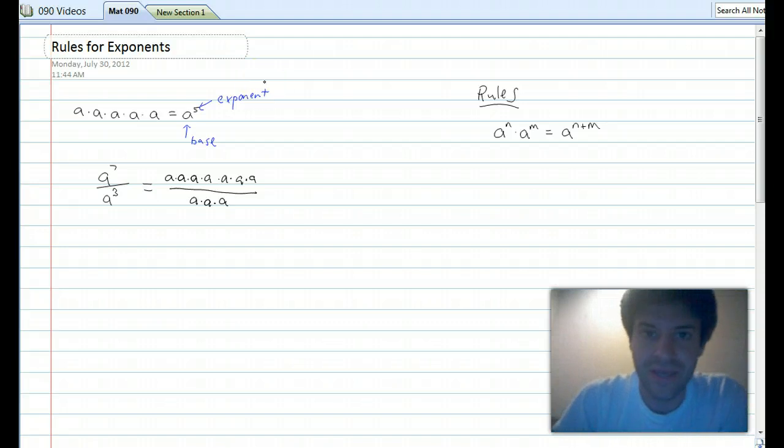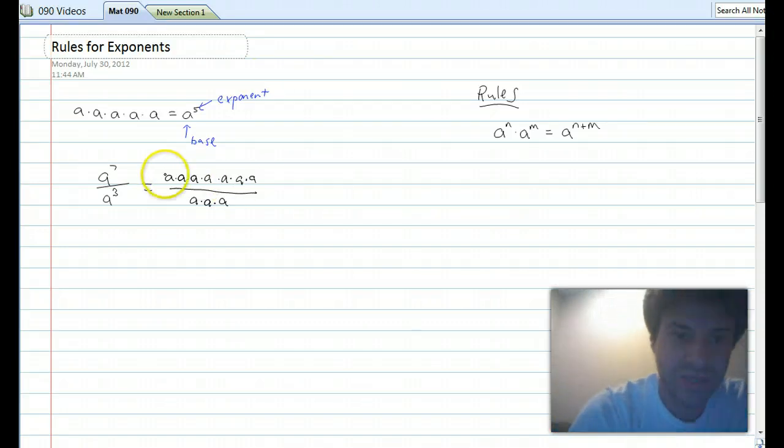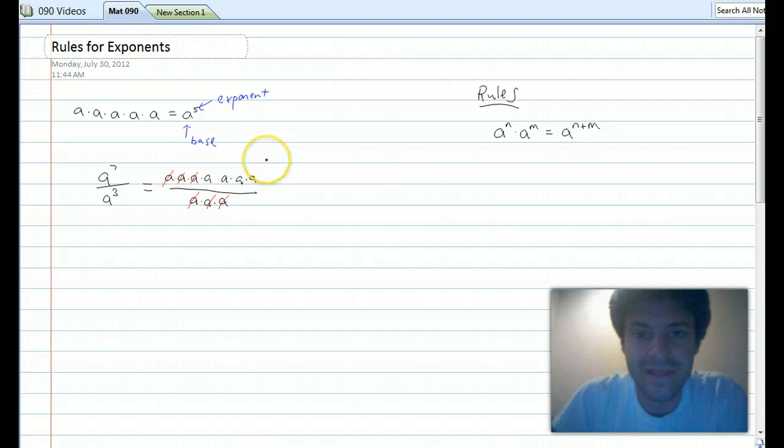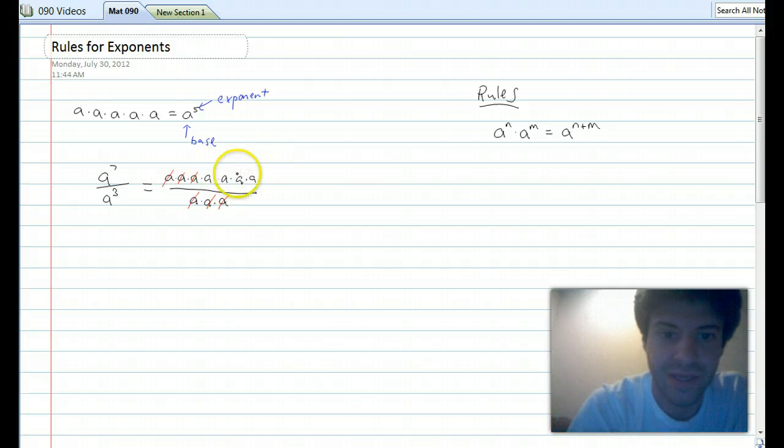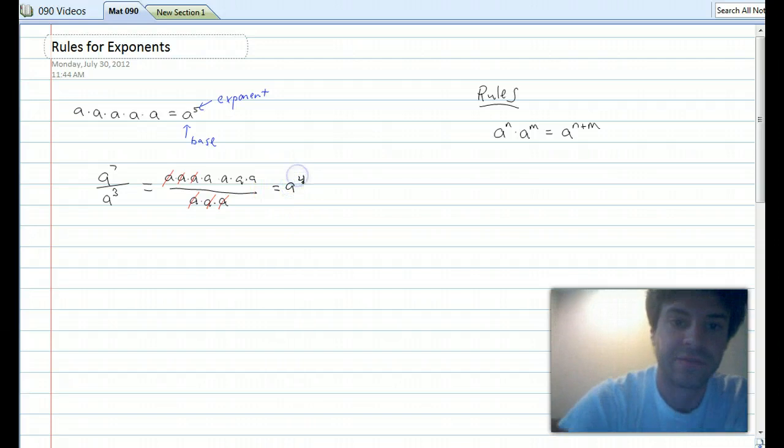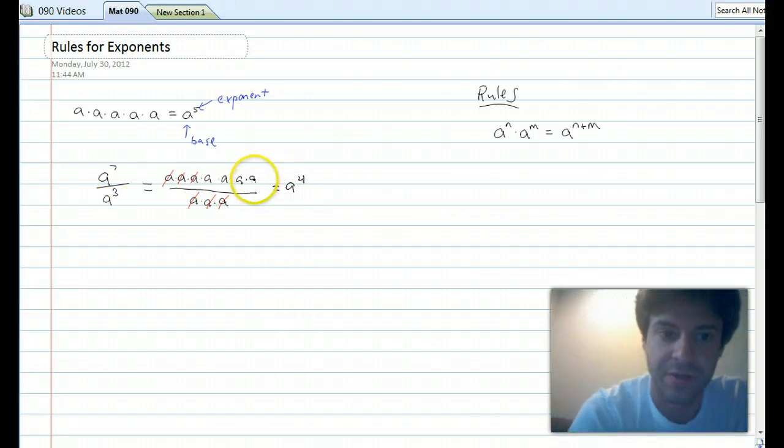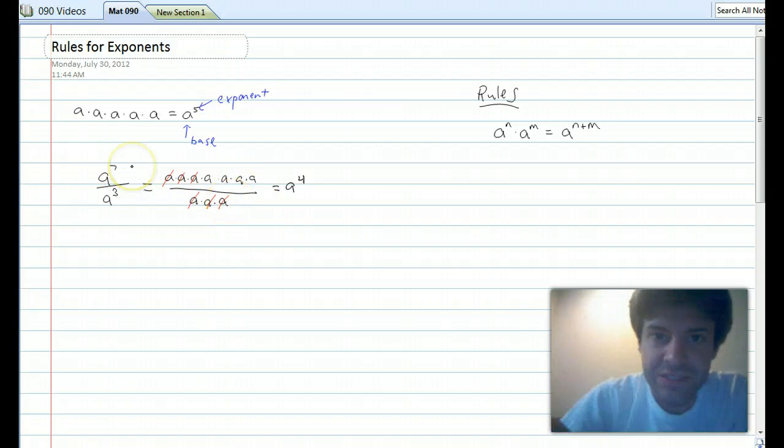Well, as you know, you can cancel the same thing from the numerator and the denominator. As long as everything is multiplied here, we can cancel 1 a from the numerator and the denominator. You can actually do that 2 more times. That leaves us with just a times a times a times a. It leaves us with 4 of them, or a to the 4th. Well, you might notice that we started with 7 a's multiplied in the numerator, and we got to cancel out 3 of them because of the 3 in the denominator. What that did to our powers is it actually subtracted 7 minus 3, and it gave us 4.